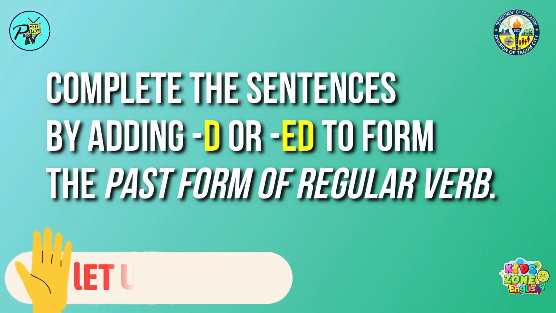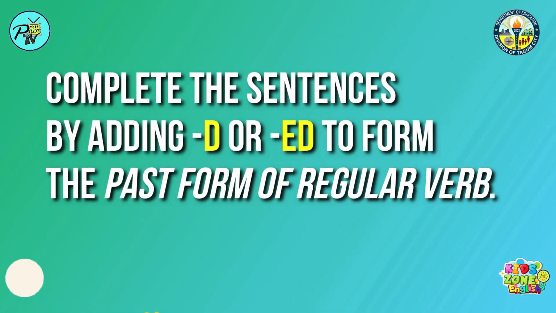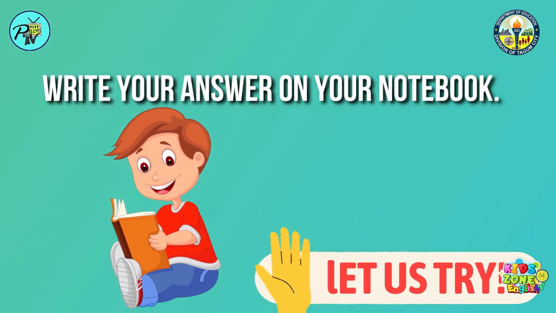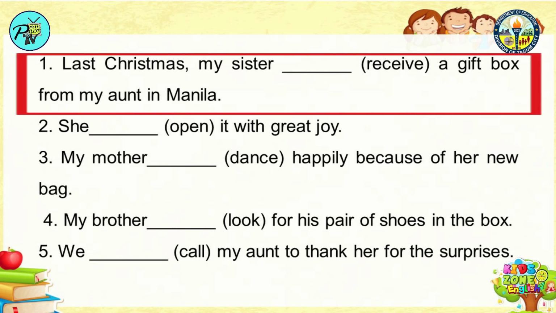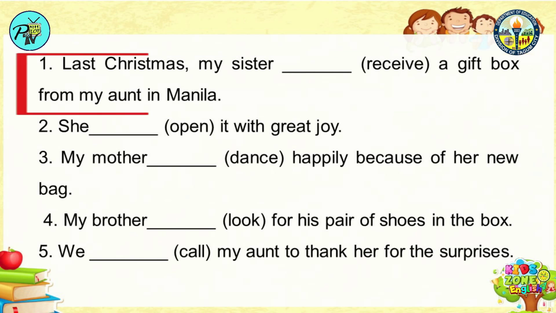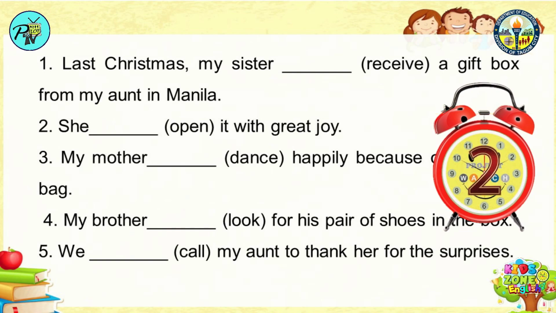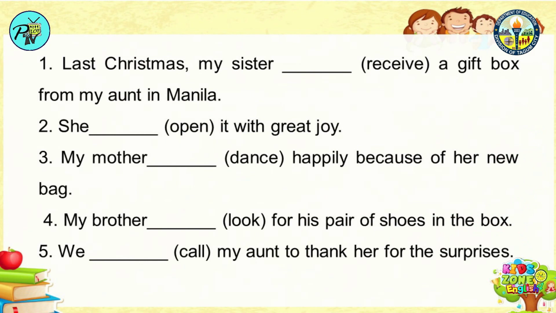Complete the sentences by adding D or ED to form the past form of regular verb. Write your answer on your notebook. You have 5 seconds to answer each question. Number 1. Last Christmas, my sister blank received a gift box from my aunt in Manila. Your timer starts now. Time is up. Let's proceed to number 2.